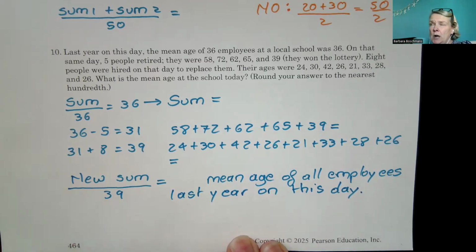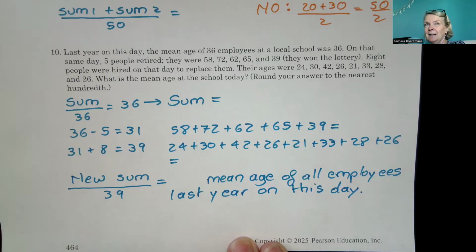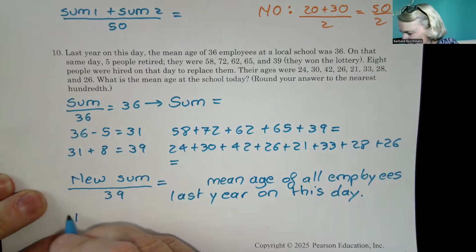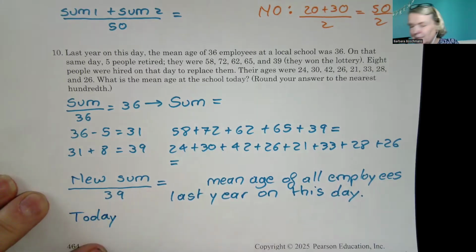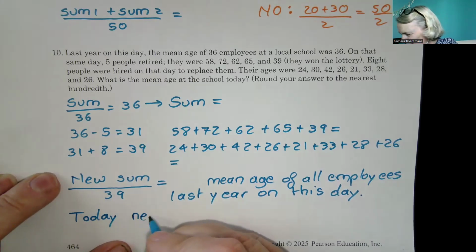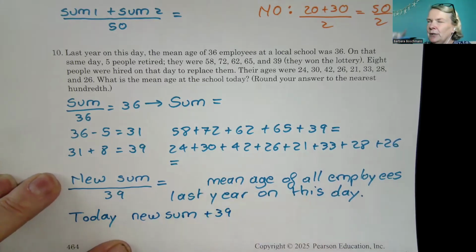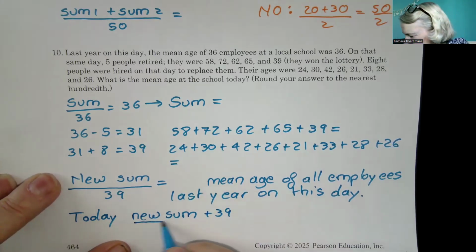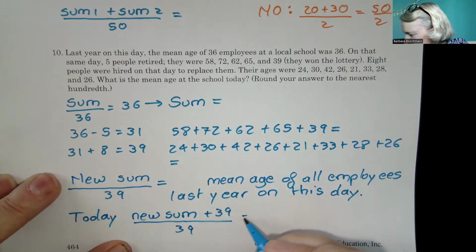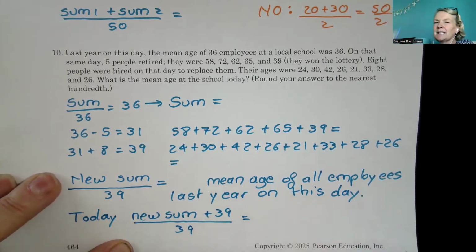I want to know the mean age at the school today. Well, all 39 people are a year older today than they were last year. So today, the new sum plus 39, because each of the 39 people is a year older, divided by 39 will give you the mean age of all employees today.